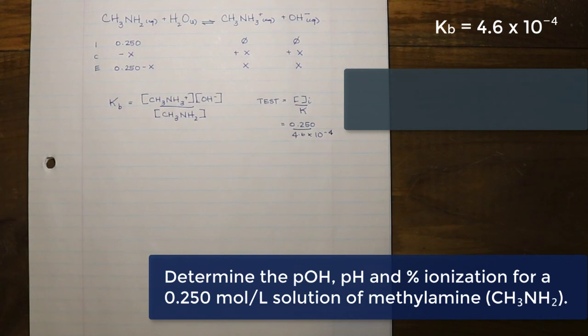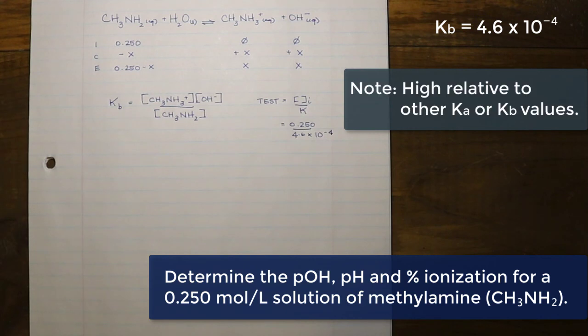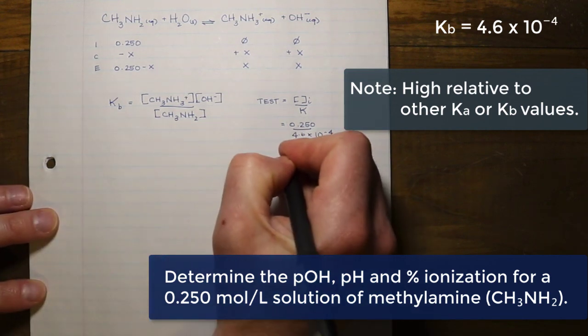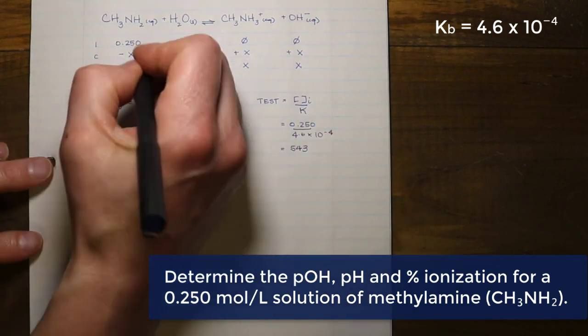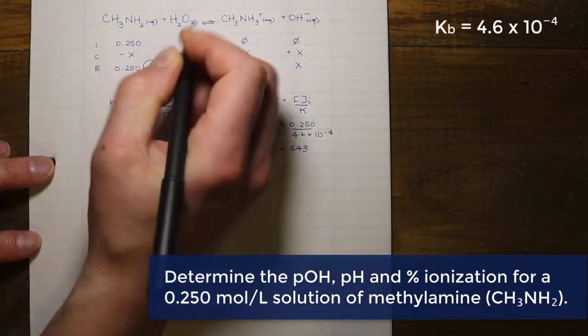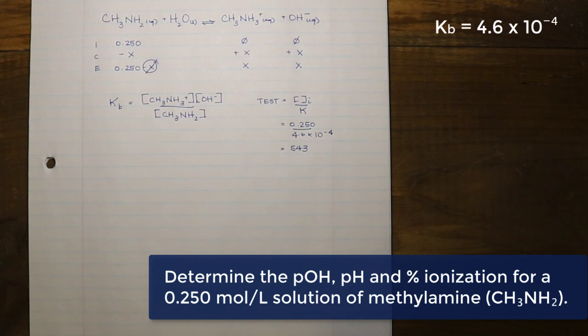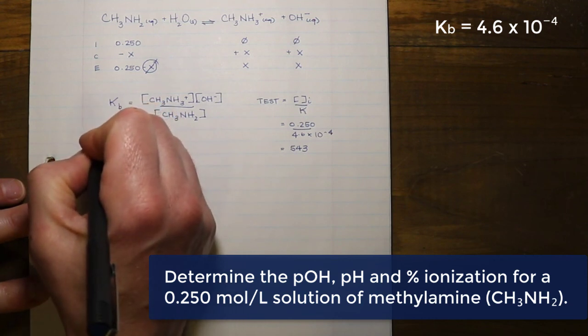Now in terms of Ks, that actually is a relatively high K, and if we had a fairly low concentration, I don't think we'd actually be able to negate X. But as we can see in this case, our test value does exceed the benchmark of 500, so it is okay to negate X here. And all that means is that once we go through this calculation, our X value is going to be small enough that it's not going to appreciably affect the initial concentration of our base here.